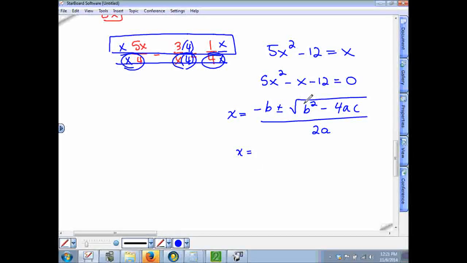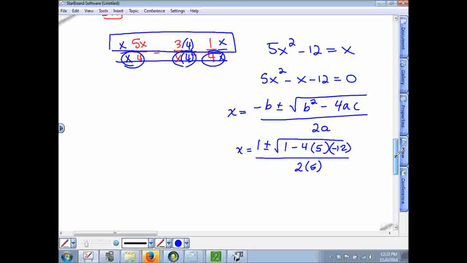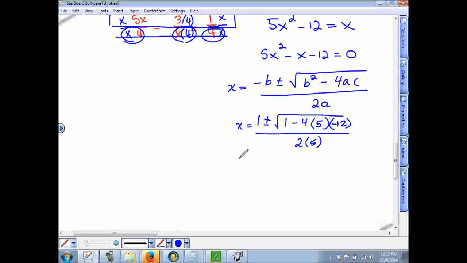Anyway, what's the opposite of b? Positive 1. Yep, plus or minus. B squared is negative 1 squared, which is 1, minus 4 times 5 times negative 12, all over 2 times 5. See, this isn't that bad.